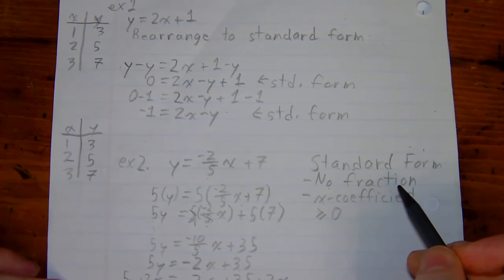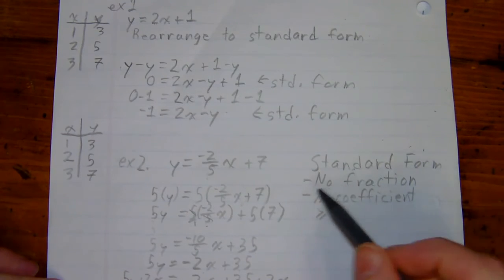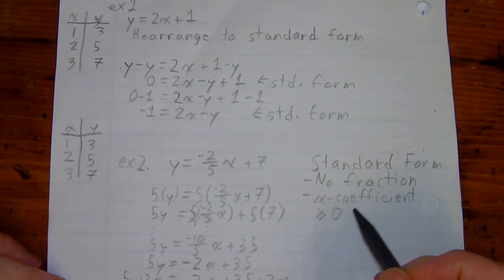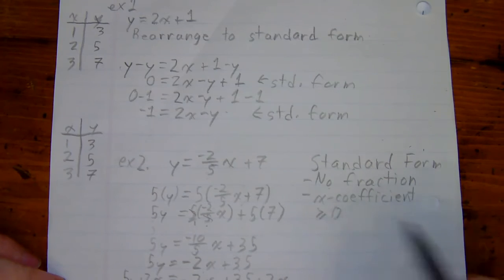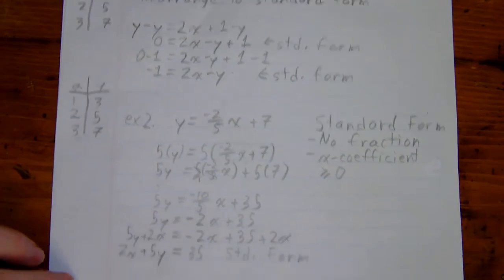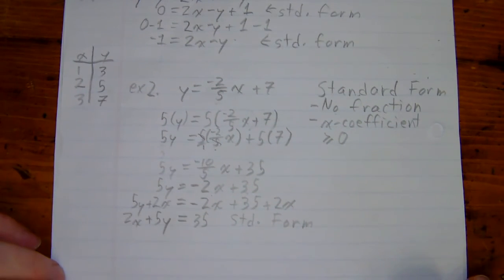And so now we've met the two requirements: no fraction and x coefficient greater than or equal to 0. And I guess I've gone off the bottom there, so there it is so that you can see it. I added 2x on both sides to get rid of the negative 2x, and now I just have 35 over here and the rest there. So no fractions, x coefficient greater than 0.